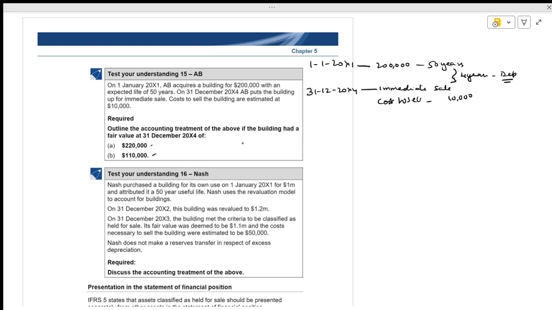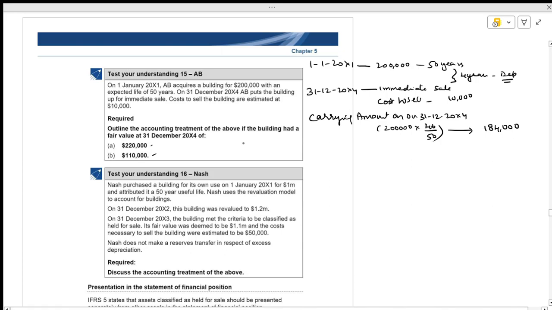This is the carrying amount as on 31st December 2004: 200,000 times the years left after 4 years, 50 minus 4, 46, over the total of 50 years. This is very easy. We can do it like this. It makes sense.